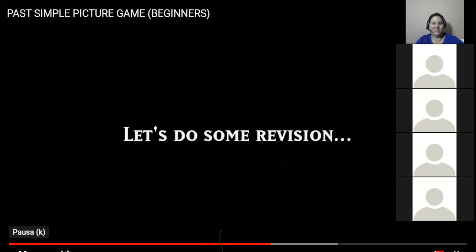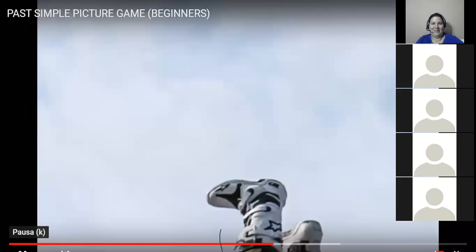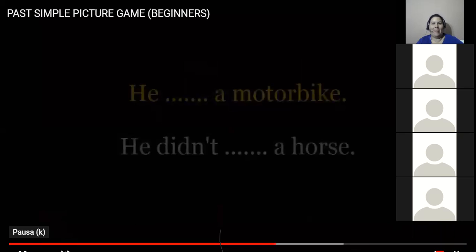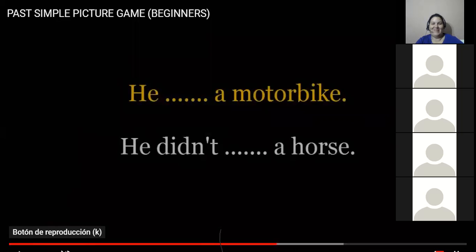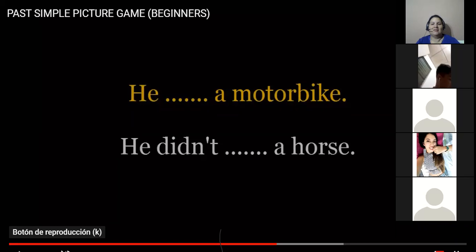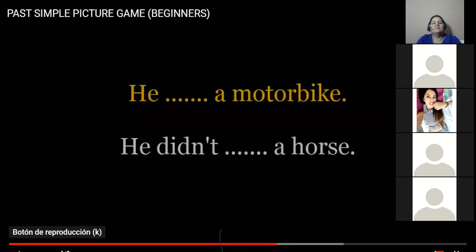Let's do some revision. What was this one? Do you remember? He rode a motorbike. He didn't ride a horse. What's the difference between drive and ride? Drive is for a car, and ride is for motorcycle and motorbike, and horse. So the first one, he rides a motorbike. Remember, all of the verbs are in the past, not in the present.